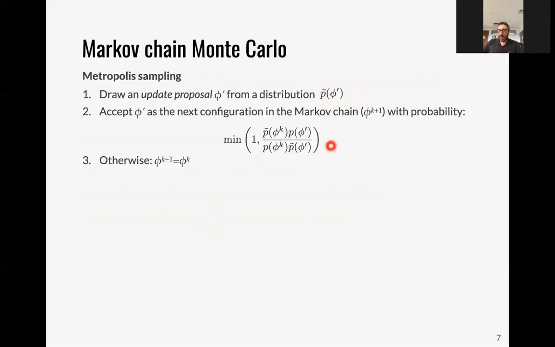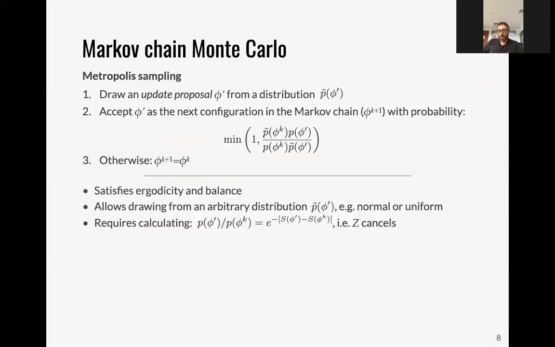So I accept phi prime with this probability, otherwise I take the next step as the same step. One can show that this satisfies ergodicity and detailed balance, though that's not the purpose here. Importantly, it allows us to draw from an arbitrary distribution P tilde of phi prime, which we know how to draw from. For example, we can draw normally or uniformly. So it's a probability distribution that we know how to draw random samples from.